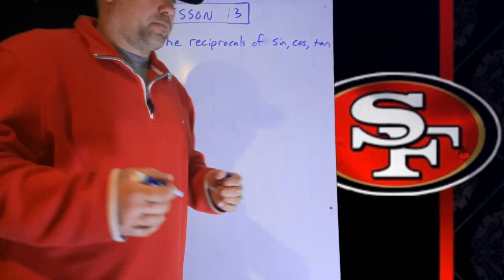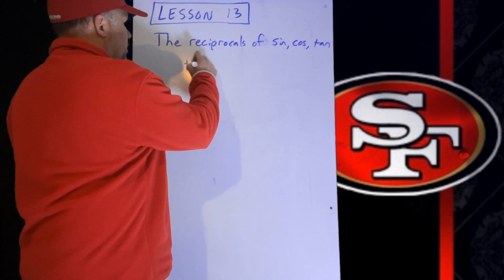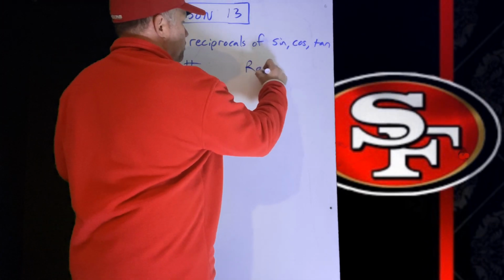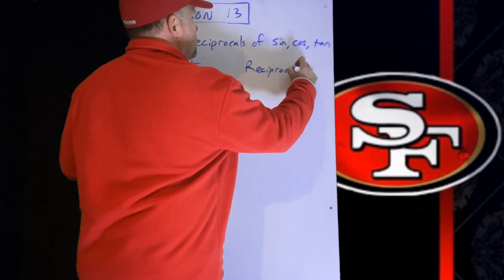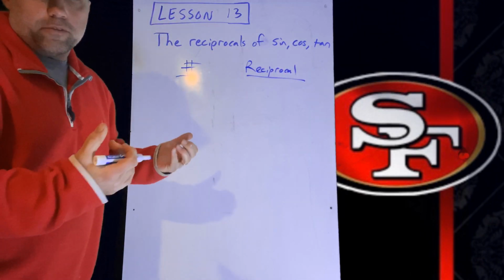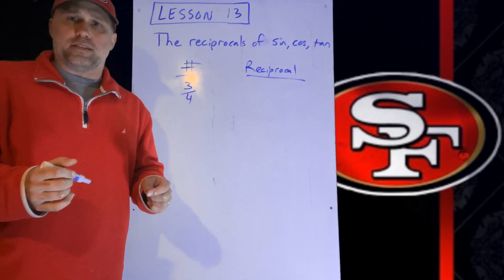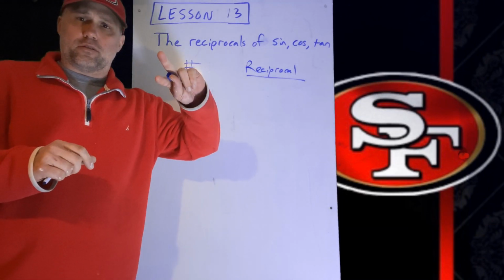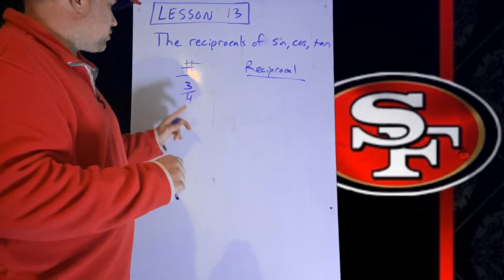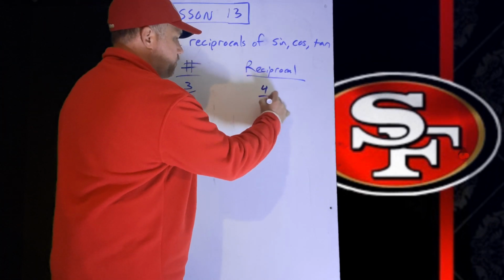So let's start by just looking at some basic numbers. Right here, I'm going to put the number, and over here, I'm going to put its reciprocal. For example, if you have the number 3/4, the reciprocal means you're going to take the fraction and invert it, flip it. So the reciprocal of 3/4 would be 4/3.